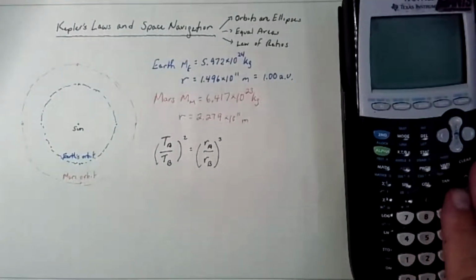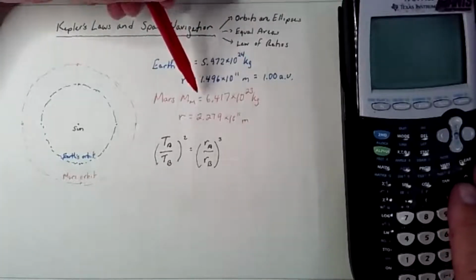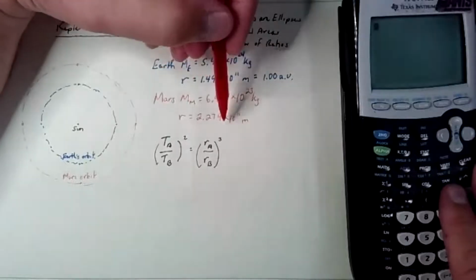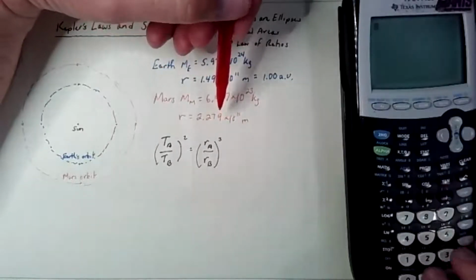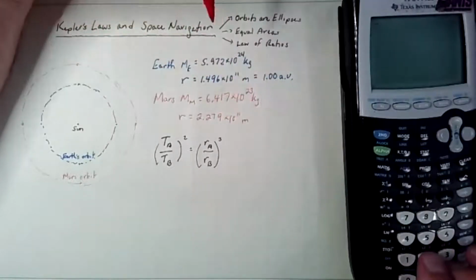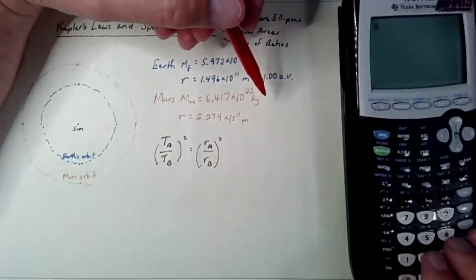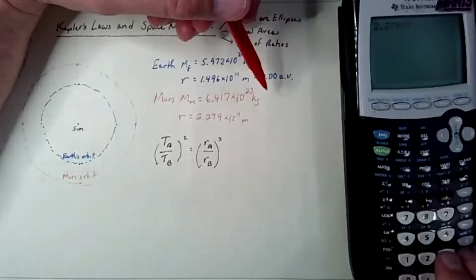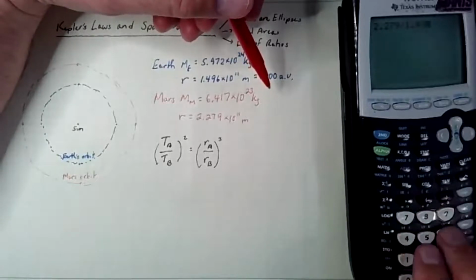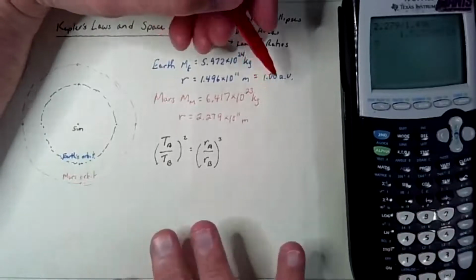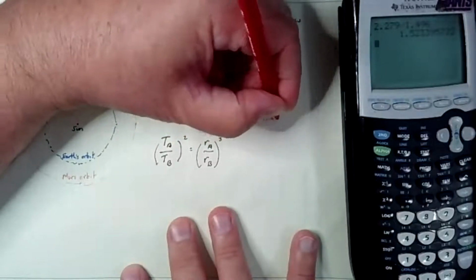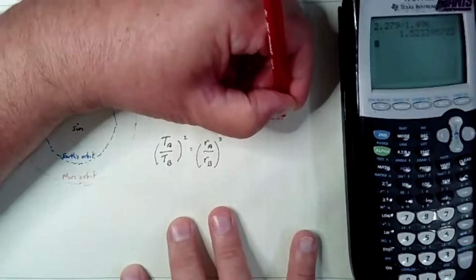And so in order to figure out how many astronomical units Mars is away, I'm going to divide Earth's distance into Mars's distance. They're both 10 to the 11th, so I don't really have to do that. I can just do 2.279 divided by 1.496. Okay, so that's 1.52 astronomical units.